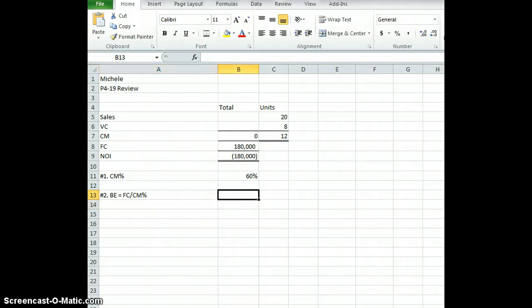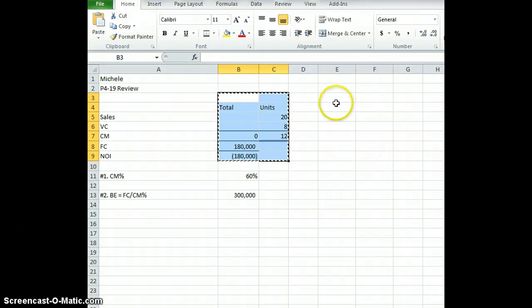Let's prove it. So if I take my fixed cost of 180 and I say my contribution margin ratio is 60% and I'm going to divide that in, I'm saying that if I have $300,000 in sales revenue, I should be able to use the unit prices that were given to me and calculate a net operating income of 0. So let's go on with our proof really quickly and see if this makes sense.